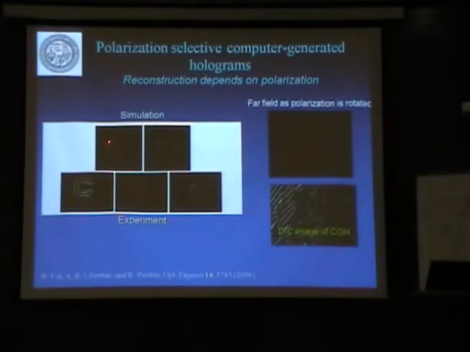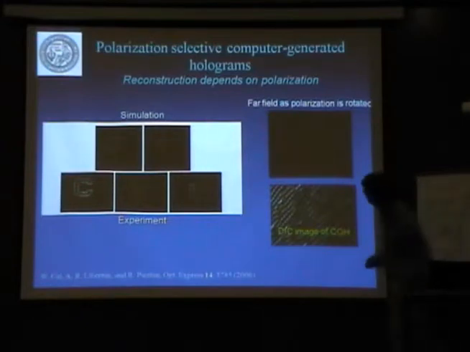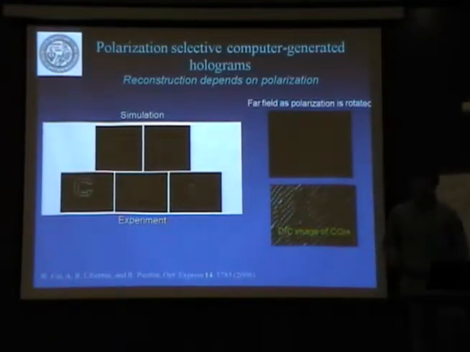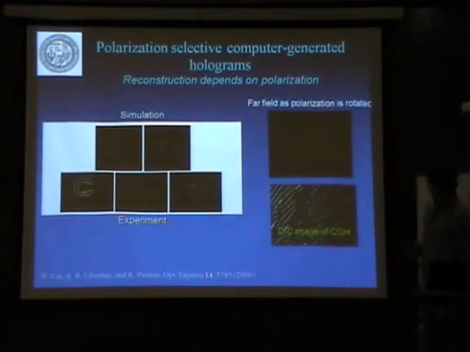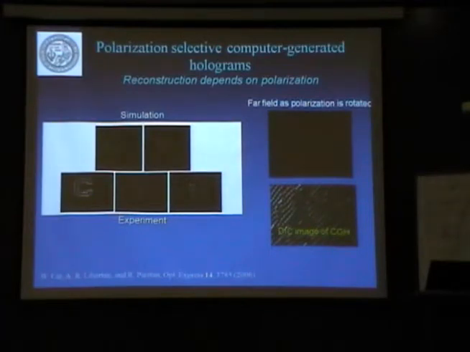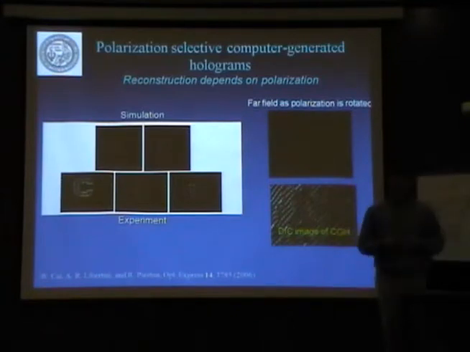Here you have the C. If you come with one polarization, you see the C. If you come with a different polarization, you see the U. But if you come with a 45-degree polarization, you see CU. I don't know if you can see it. It's there. So this is an experiment and it coincides with the simulation. And again, we fabricated this with a laser using some interesting properties of femtosecond lasers that can generate birefringence in glass.